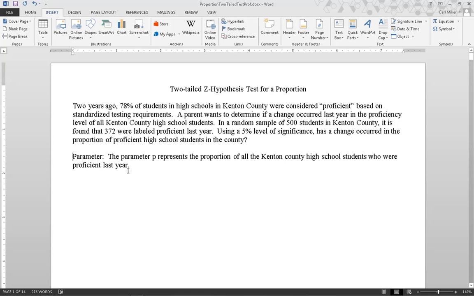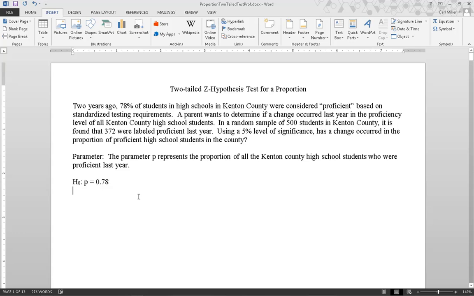We begin with the parameter P representing the proportion of all Kenton County high school students who were proficient last year. So this is what we're going to be testing and making an inference about. Now under the null, we say there really hasn't been a change. Whatever was the case 2 years ago is what is the case last year. So for the null hypothesis, we say that parameter P is still the same thing. It is still that 78% level.